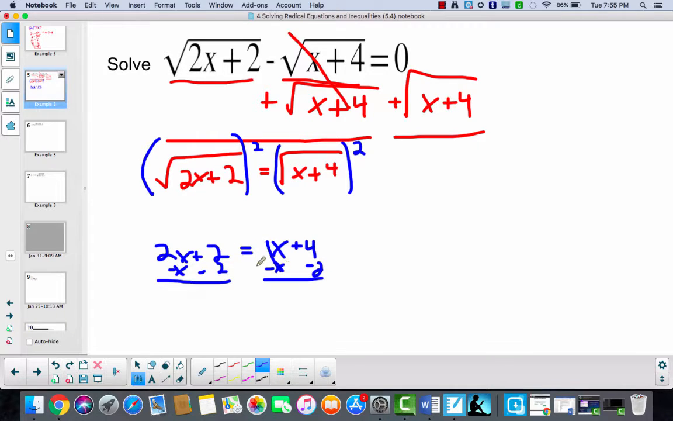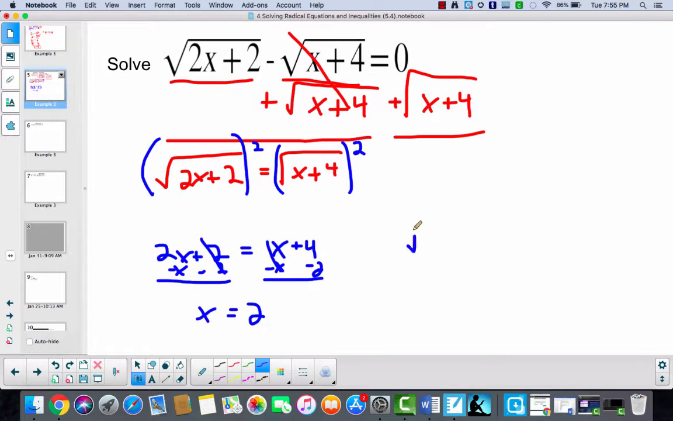The x's are going to cancel here. The positive 2 and negative 2 is going to cancel here. 2x minus x is x. 4 minus 2 is 2. Now I do need to go back to the original problem and double check. 2 times 2 plus 2.